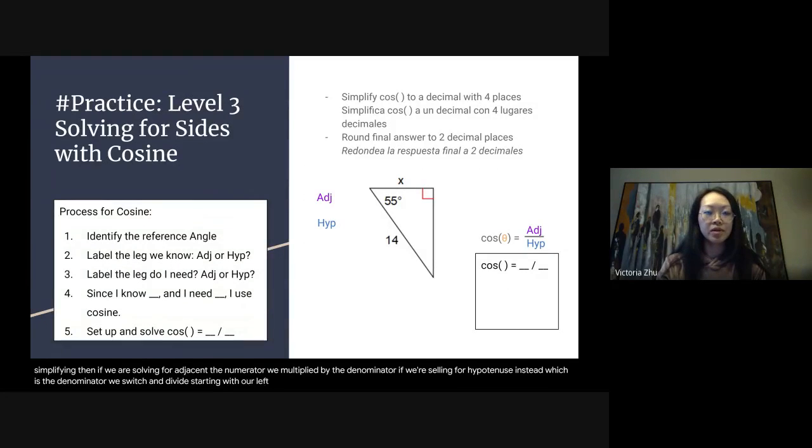Starting with our level 3 equations, go ahead and pause here, find out which ones we have, which one's missing, set up your cosine equation and solve. Go ahead and pause.